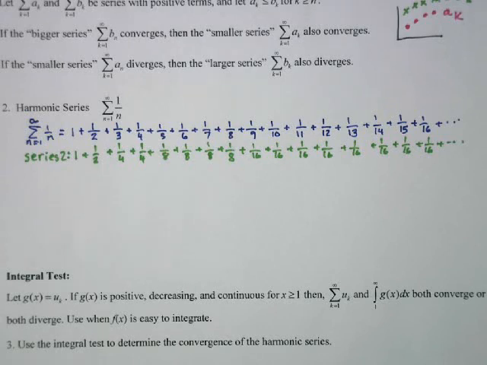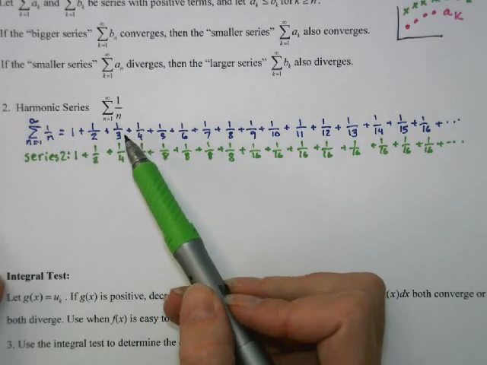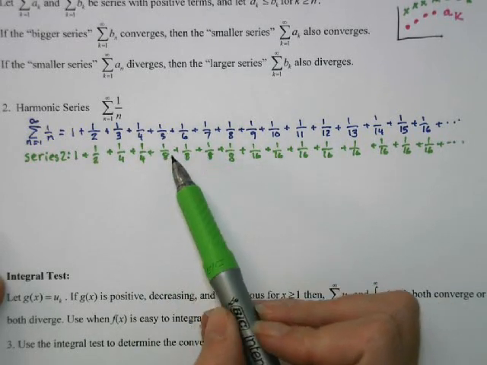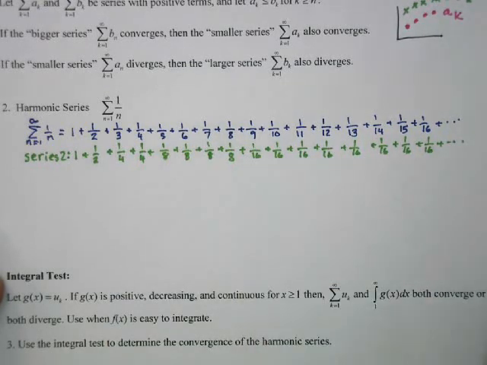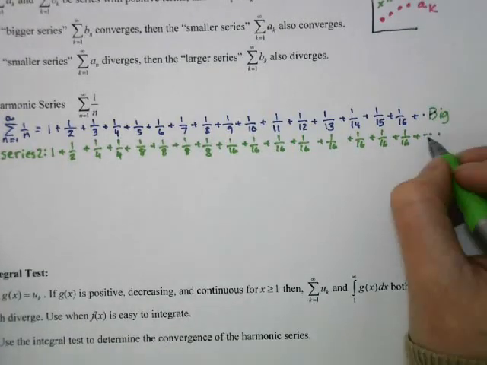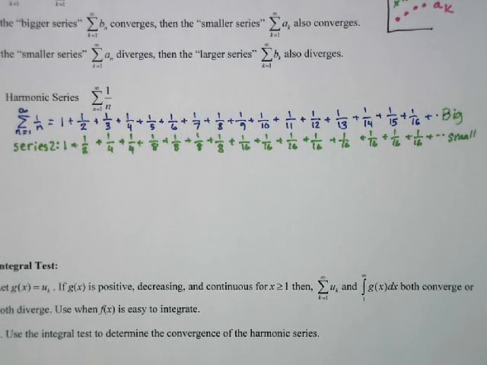So this mystery series, if we look element by element, we're the same here, the same here. 1/3 is bigger than 1/4, 1/4 is the same. 1/5 is bigger than 1/8, 1/6 is bigger than 1/8, and so on. So the harmonic series is my big series. This one is my small series. So let's investigate this random series that I threw together.